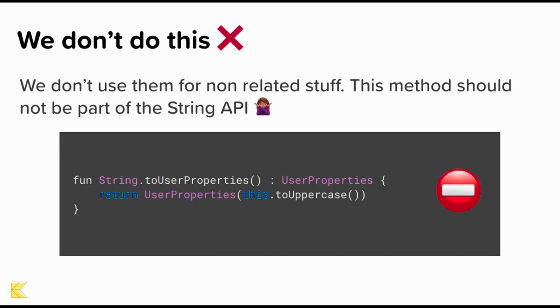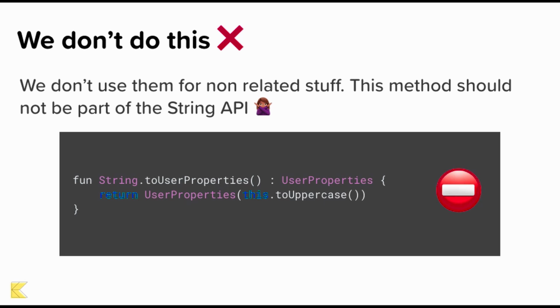So what we don't do is use them for non-related things. For instance, this is a made-up example where we're creating an extension function on a string object. We're saying on the string we've got a method called toUserProperties. Seems okay, like we've got a string that we maybe want to translate from JSON or something into user properties or do something with it. But this is really, really bad because the string API should not be exposing something like toUserProperties, right?